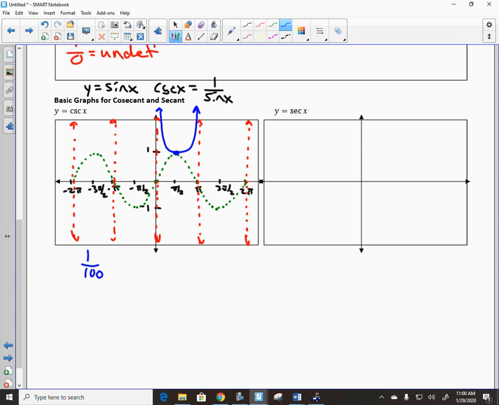How about right here? What is the value of the graph right here? -1. What's the reciprocal of -1? -1. So the graph of cosecant is simply all of these U shapes. They sit on the maximum or the minimum.